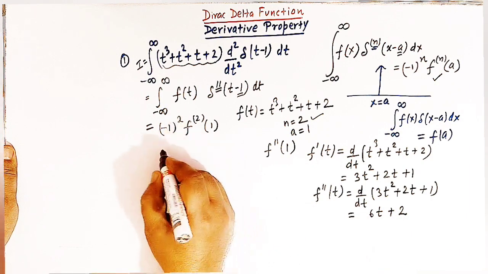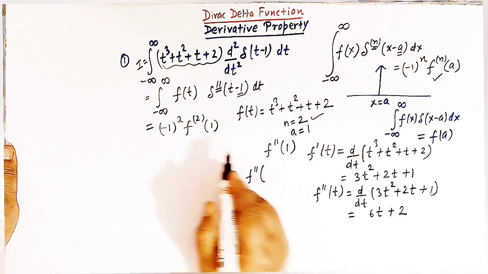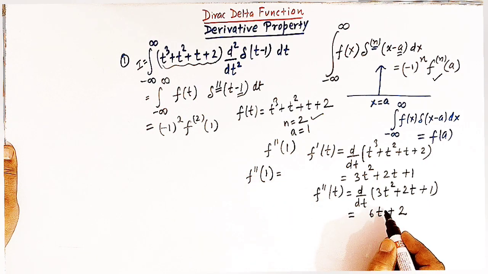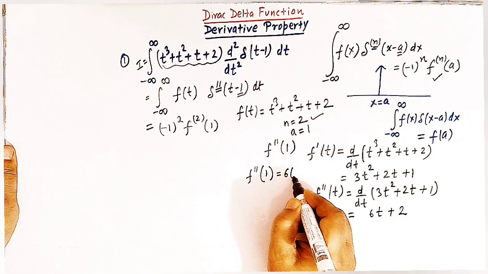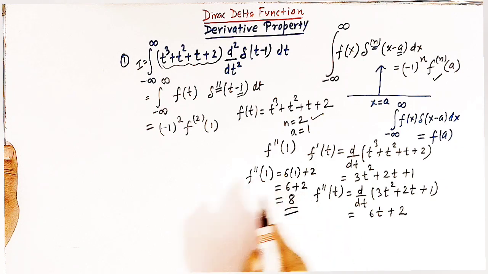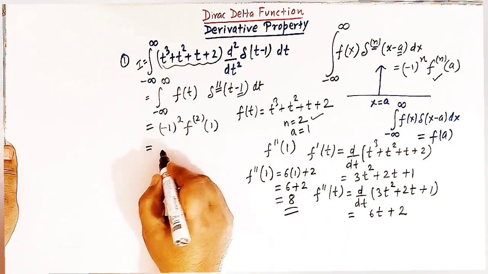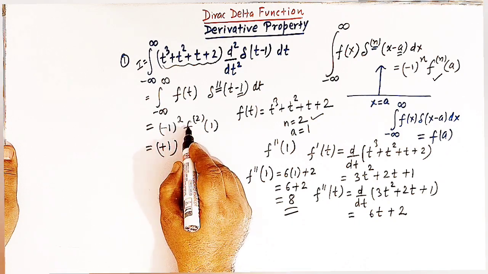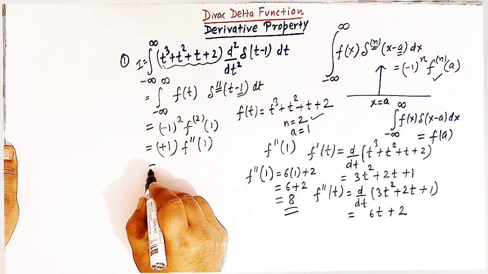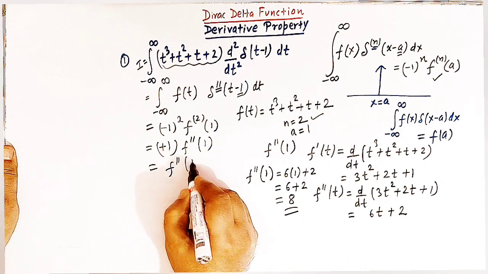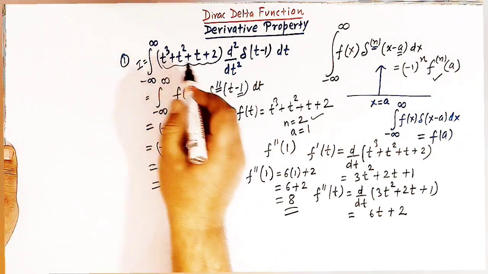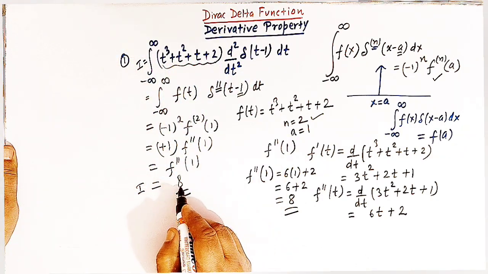So the value of f double prime at this point, that is a is equal to 1, is given by replacing t by 1. So we have 6 times 1 plus 2. So this is 6 plus 2, that is 8, right? So here we have (-1) squared is plus 1, and f^(2) of 1 can be written as f double prime of 1. f double prime of 1 is equal to 8, right? So the value of this integral is equal to 8.